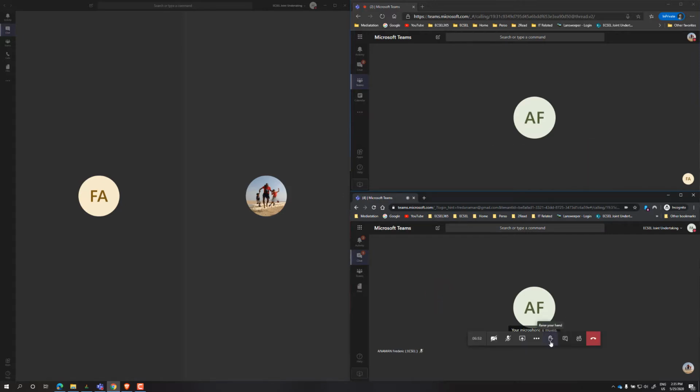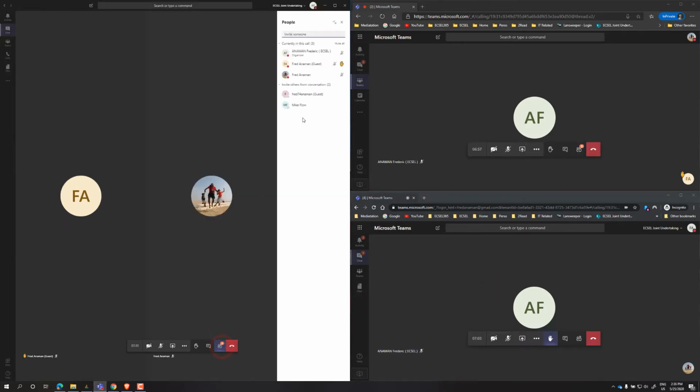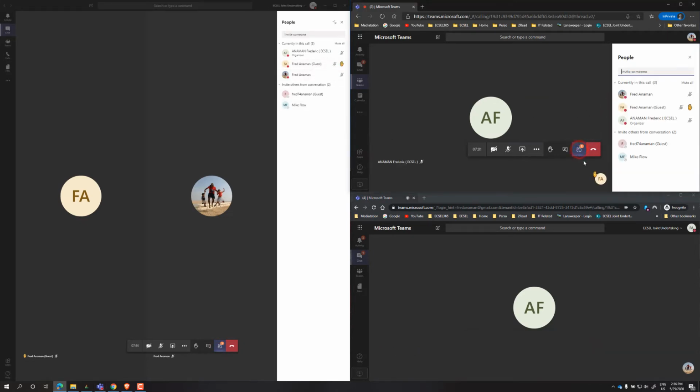If you hit the button there, Raise Your Hands, you'll notice that all other participants have been made aware that this person, the external guest, wishes to raise a question. By clicking on Show Participants, you can also see the icon appear there. You can have multiple people raise their hands. Teams automatically keeps track of the order in which the hands were raised, as you can see here.